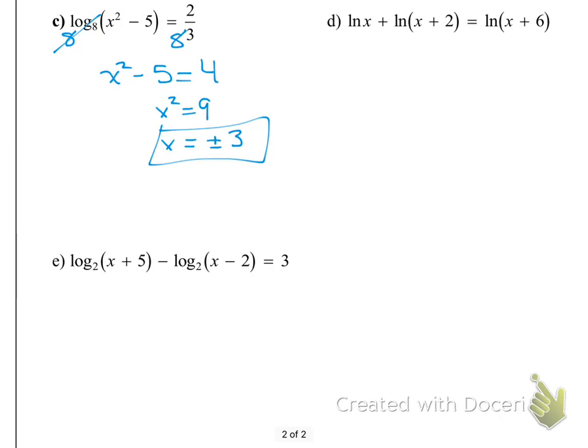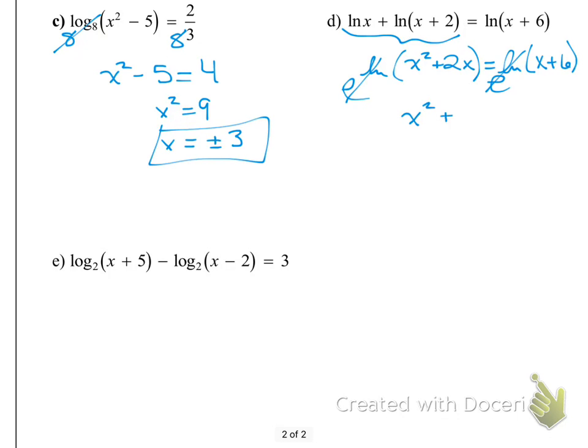Now in part D, we have to do a little more work, because now we have addition and subtraction. But we have properties of logarithms that say that addition becomes multiplication. So we're going to rewrite this side and condense it to the natural log of x times x plus 2. Well, x times x plus 2 is x squared plus 2x, and we want that to equal the natural log of x plus 6. The base for both of them is e, those cancel, and our actual problem is x squared plus 2x equals x plus 6. That's the equation we're solving.